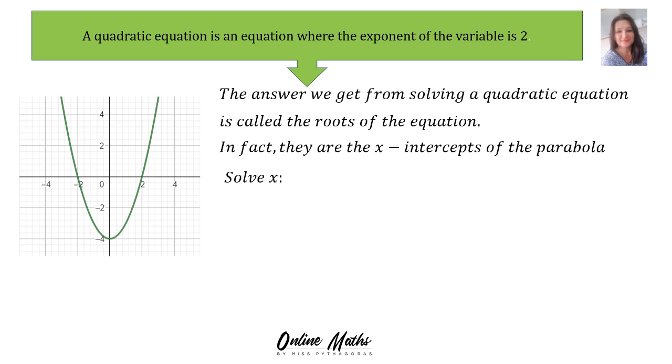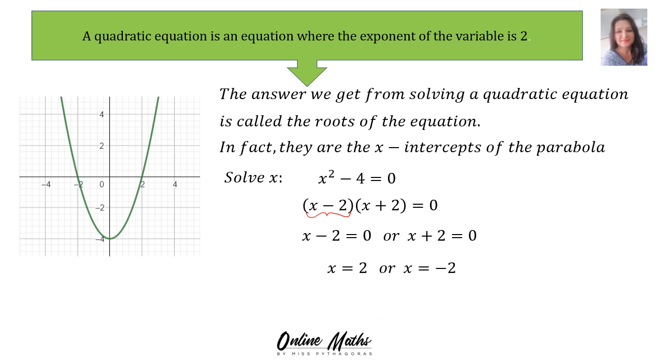Now, when I give you the equation, solve x squared minus 4 is equal to 0, you will see that x squared minus 4 is indeed the difference of two squares. So we can factorize that by saying (x minus 2)(x plus 2) is equal to 0. And then we take each factor individually and equate it to 0. So we say x minus 2 is 0 or x plus 2 is 0. And then x is 2 or x is minus 2.